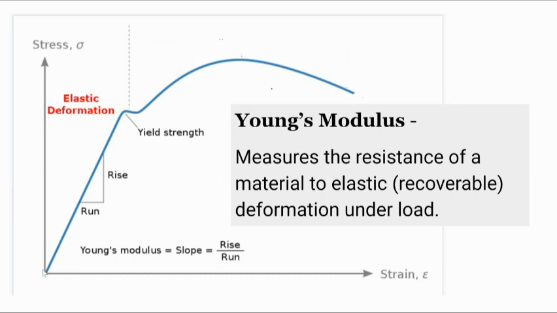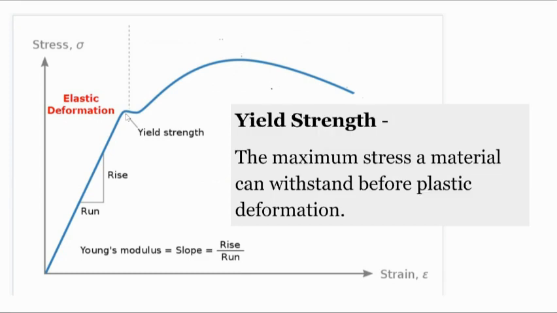Note right at the end of this linear section is a point that we call yield strength. Yield strength is the point where elastic deformation ends, and we're now going to have the material be plastically deformed. So the yield strength is defined as the maximum stress that a material can withstand before plastic deformation.